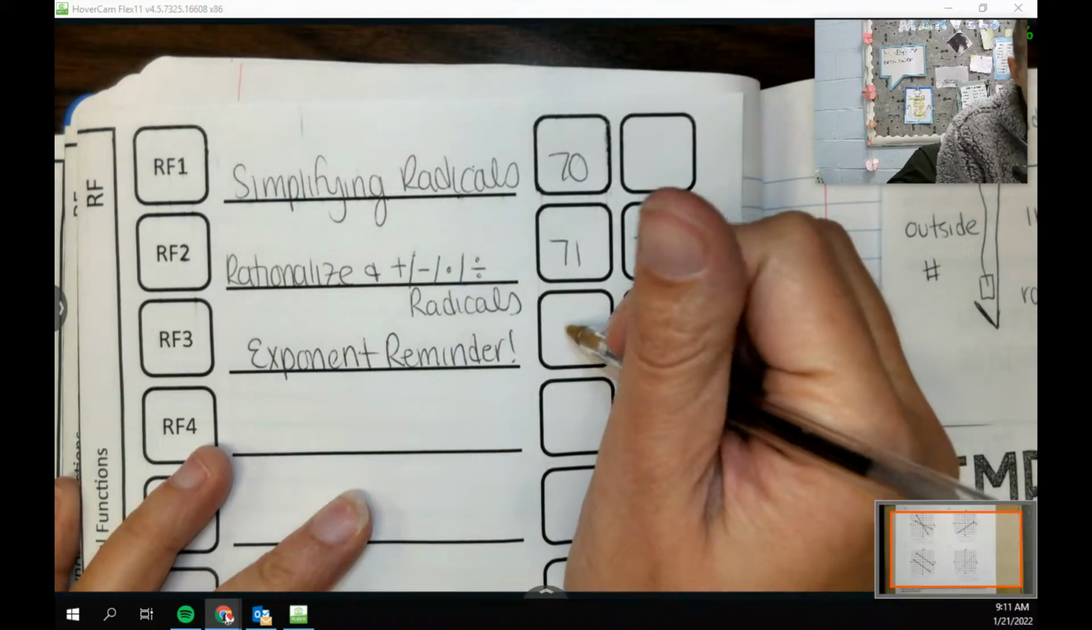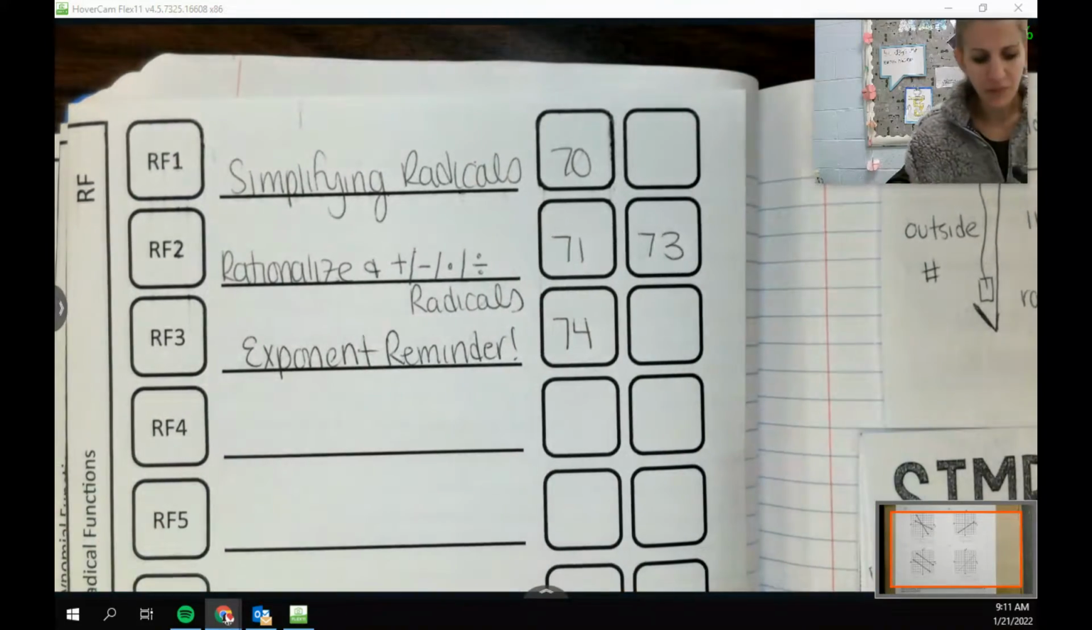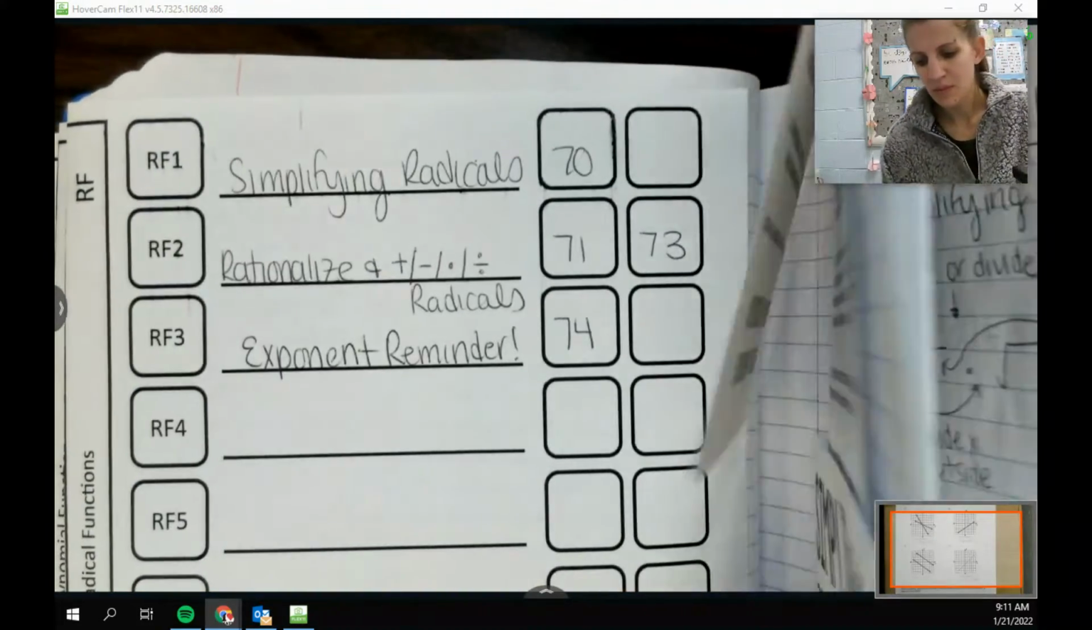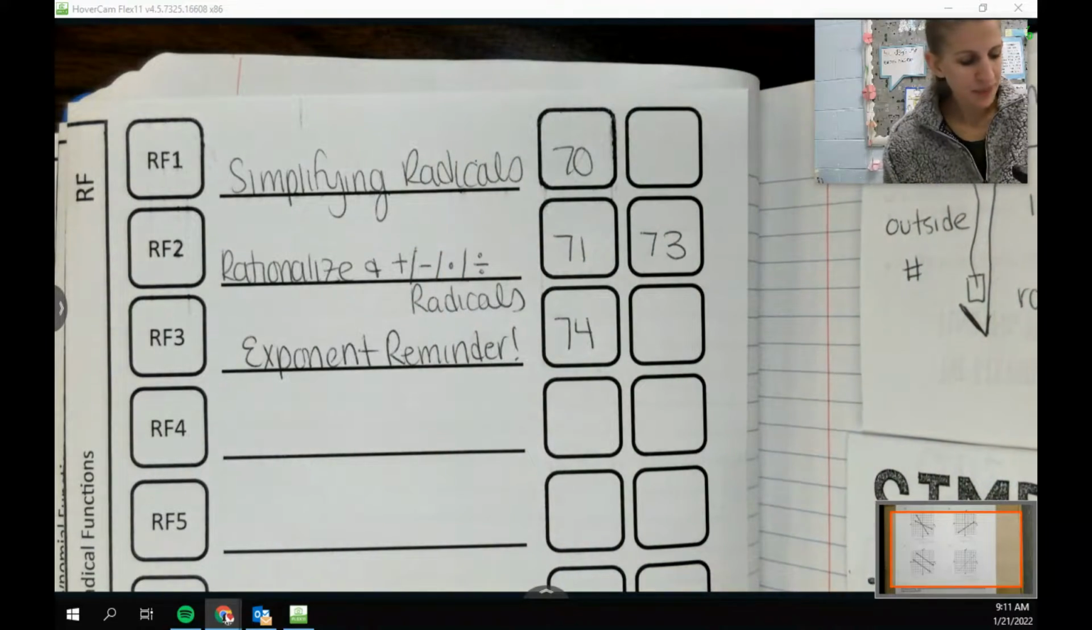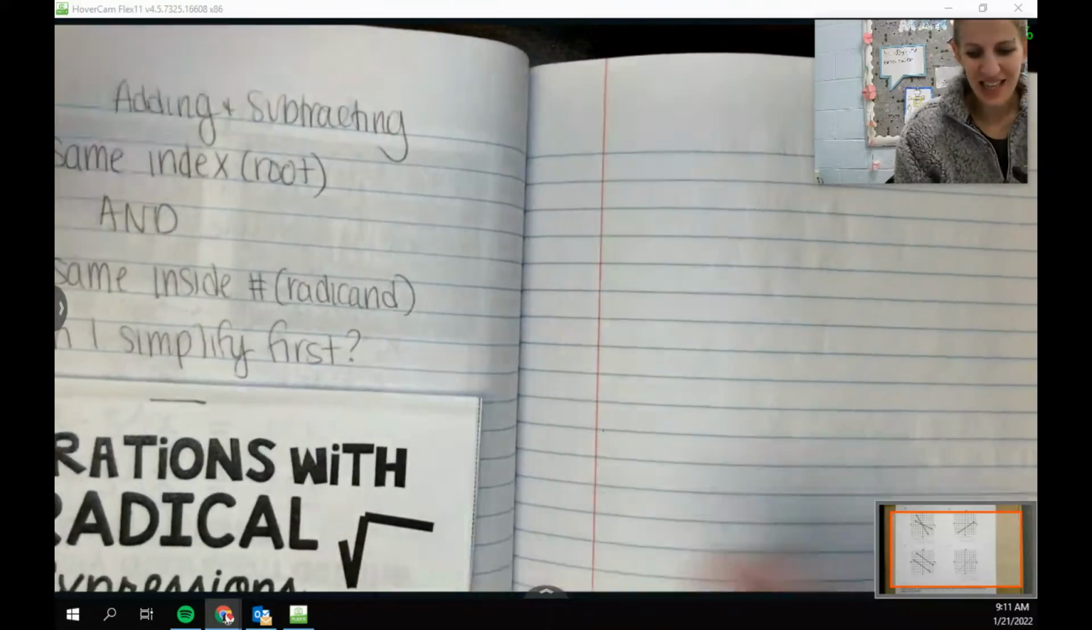We're going to do that on page 74. All right. So we turn to 74 here.